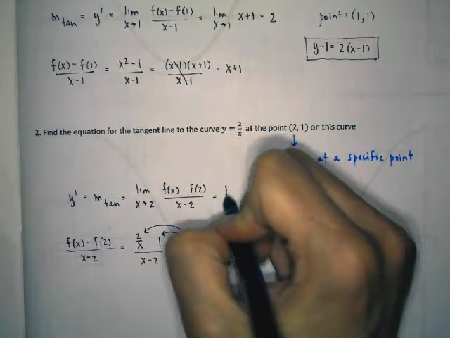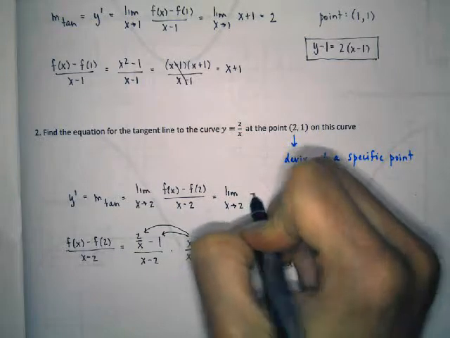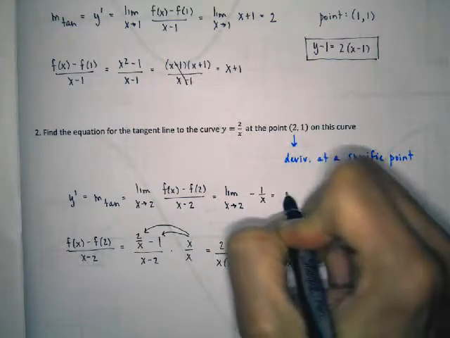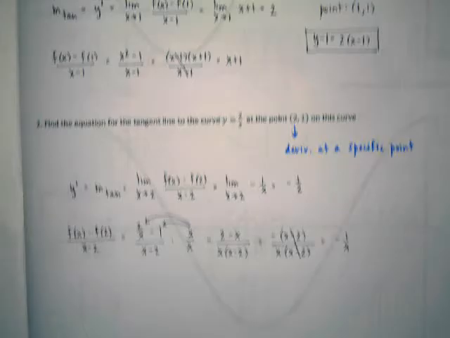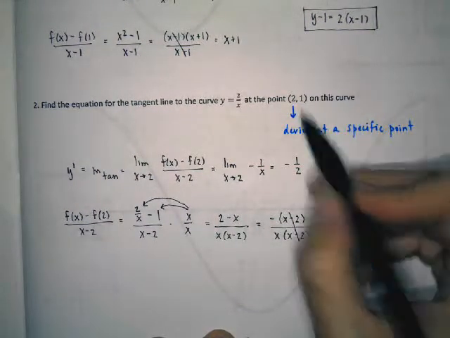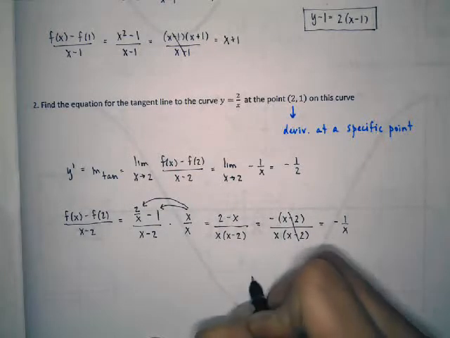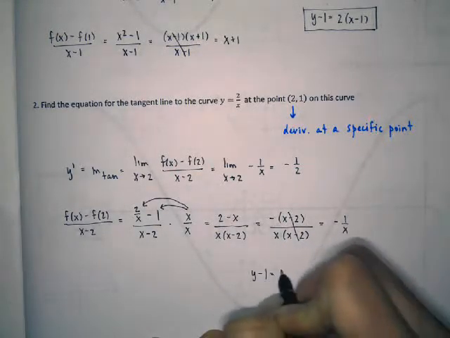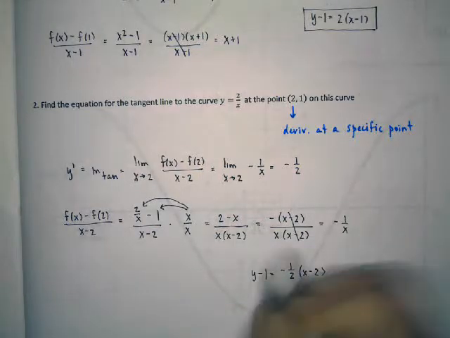So now to get my slope, I need to take the limit as x approaches 2 of negative 1 over x, and I'm left with a slope of negative 1/2. So now to write our equation of the tangent line, we just plug in. We are already given the x and y value of our point. So now I'm just going to write the equation. y minus 1 equals negative 1/2 times x minus 2.